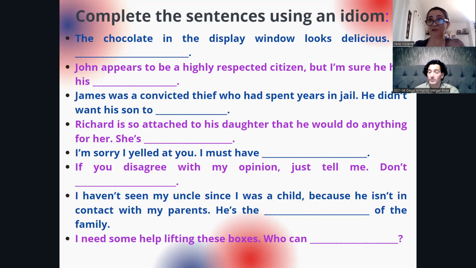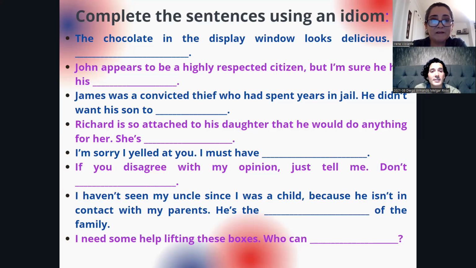Now let's practice using the idioms that you just learned in sentences. Let's see if you can guess all the meanings, okay? Can you read the sentences, please? Okay, I will read it. The chocolate in the display window looks delicious. It makes my mouth water. Excellent, very good. Next, John appears to be a highly respected citizen, but I'm sure he has his Achilles heel. Right?